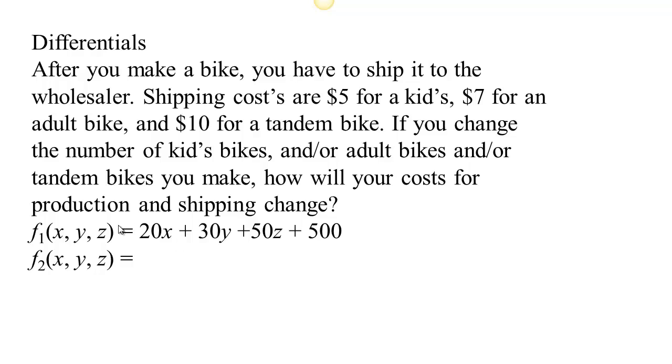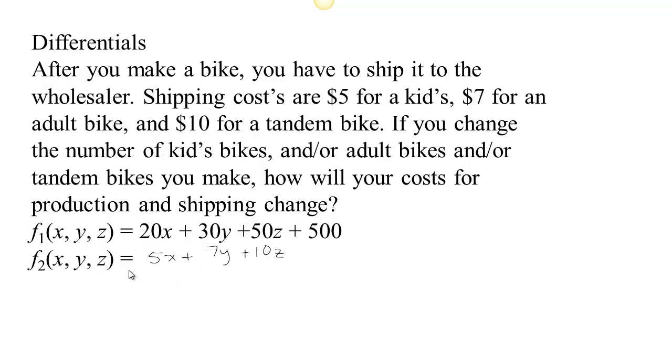Alright, we're going to add one more wrinkle to this problem, and that's the shipping costs. Once you've made the bikes and you're going to ship them out, it's going to cost you $5 to ship a kid's bike to the wholesaler. It's going to cost you $7 for an adult bike, so 7 times the number of adult bikes you make. And it's going to cost you $10 to ship out a tandem bike.